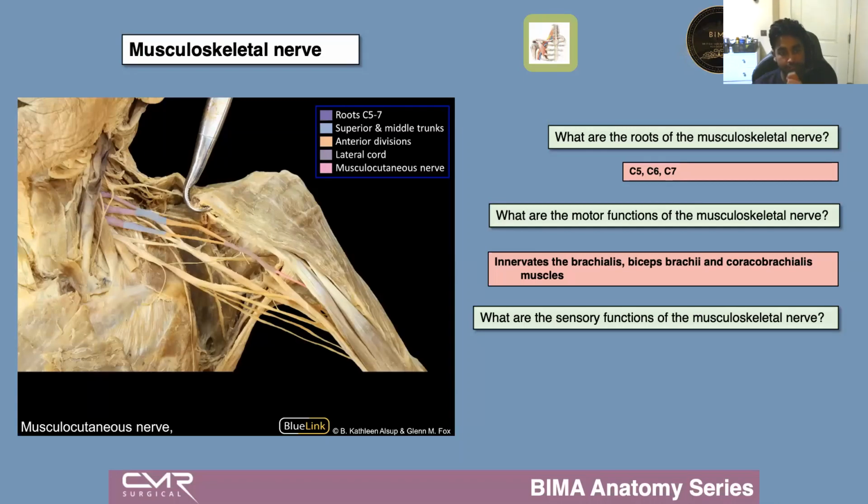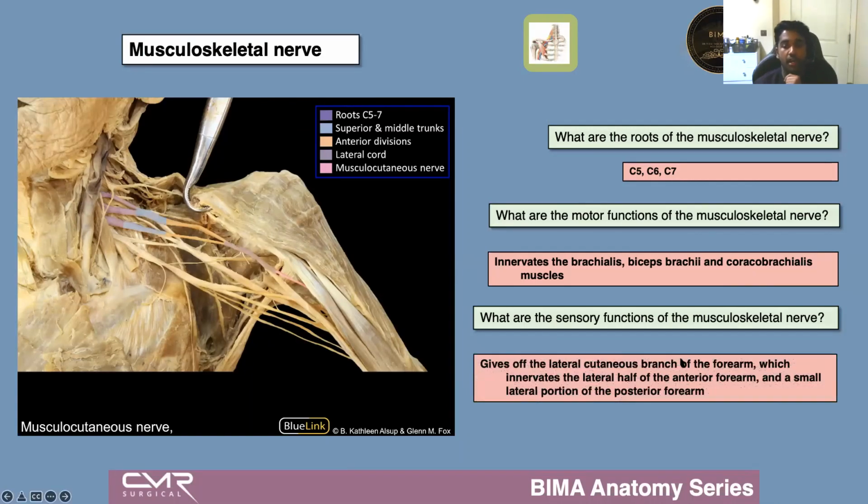Okay. So it gives lateral cutaneous branches off the forearm. So it innervates the lateral half of the anterior forearm. Whenever it comes to anatomy, always resync yourself to normal anatomical position. Normal anatomical position for the arm is palm up, dorsal surface down. So from that point, you need to think, okay, it's the lateral half of the anterior forearm and a small lateral portion of the posterior forearm. So it's almost like half of the arm, but wrapped around this way.